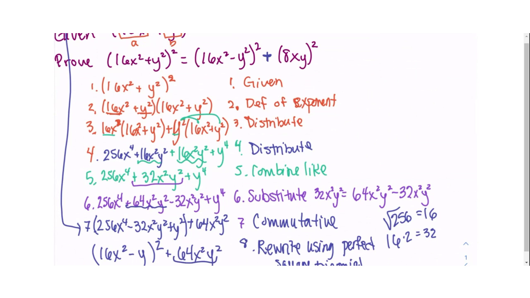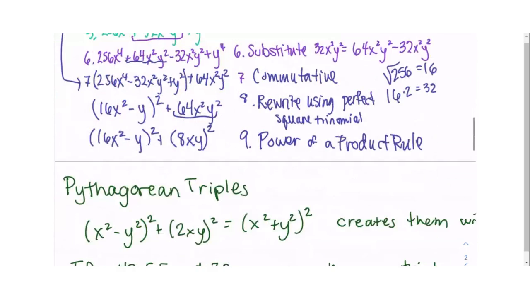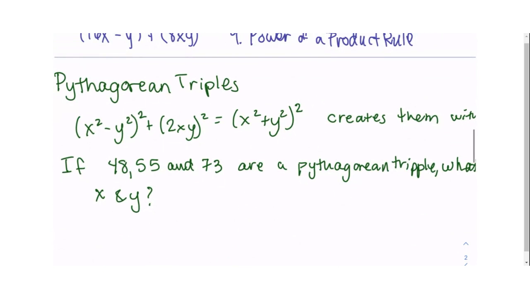And that reason is the power of a product. Cool. So that was a huge one. That's the biggest one. And the next one really looks weird, but it's not that horrible. So let's finish this. So Pythagorean triples.